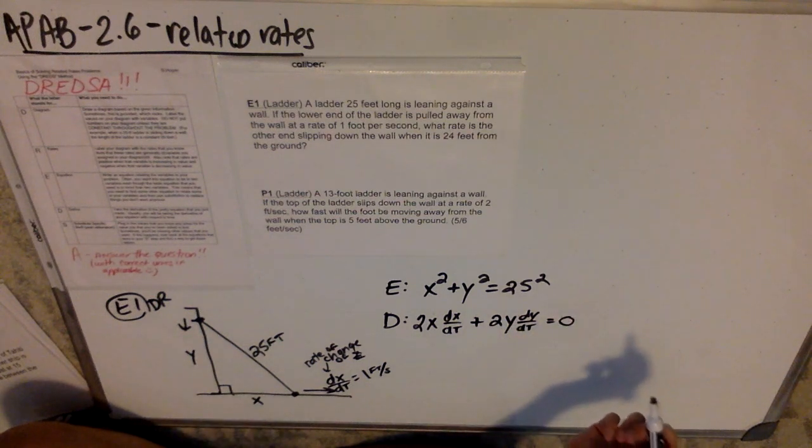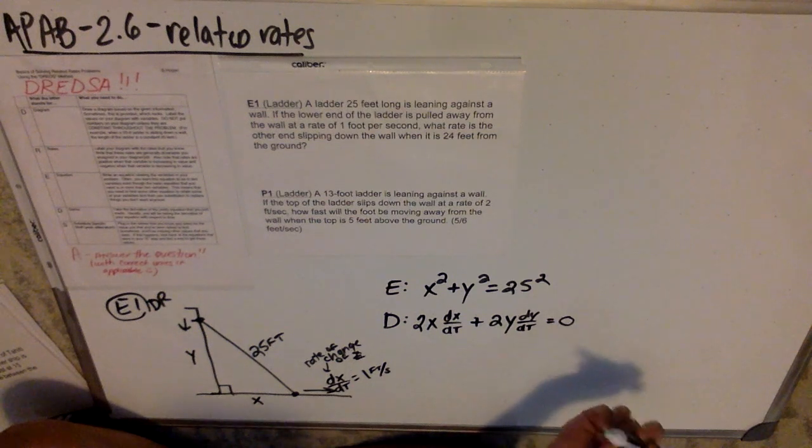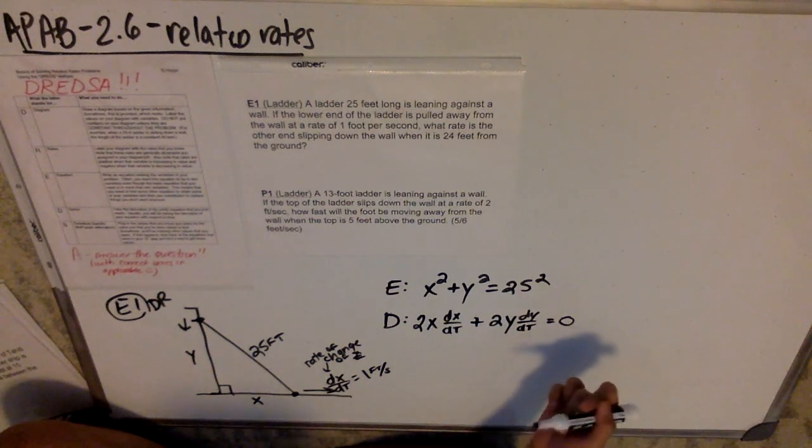And again, that's the one that's going to get you. You're going to forget one of these days. You're going to forget to put a 0 over there. But 25 squared is the number. If you differentiate a number, you get 0.